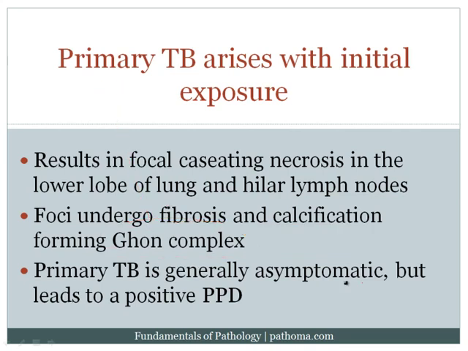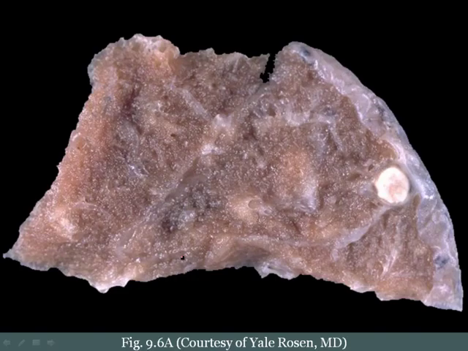Now recall that primary TB is usually asymptomatic, so all the classic signs and symptoms of TB will not occur with this initial exposure, but the PPD will become positive. Of course, the only real complication of primary TB is the formation of a Ghon complex. That is a fibrosed and calcified nodule that arises within the lung. It's classically subpleural. So notice out here, this is the pleura, and this represents the Ghon complex. Patients usually develop a Ghon complex within the subpleural region of the lung, along with the hilar lymph nodes.